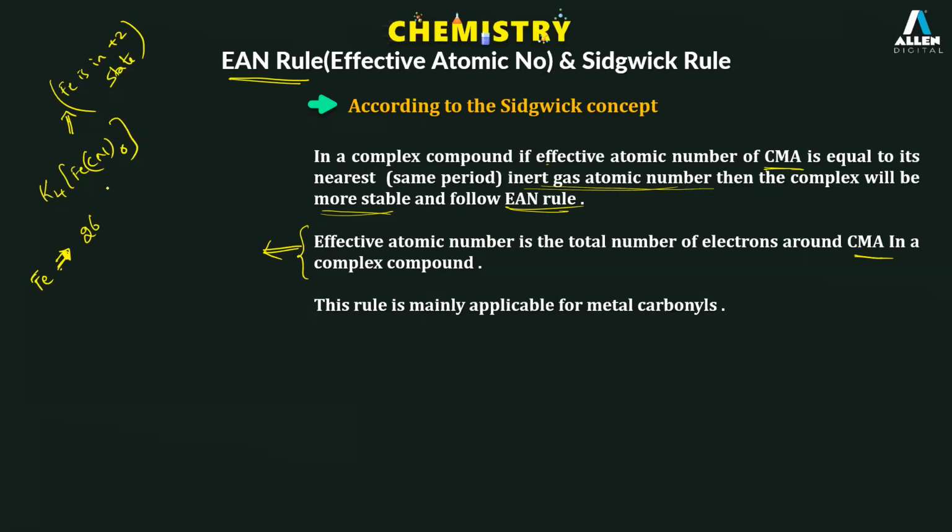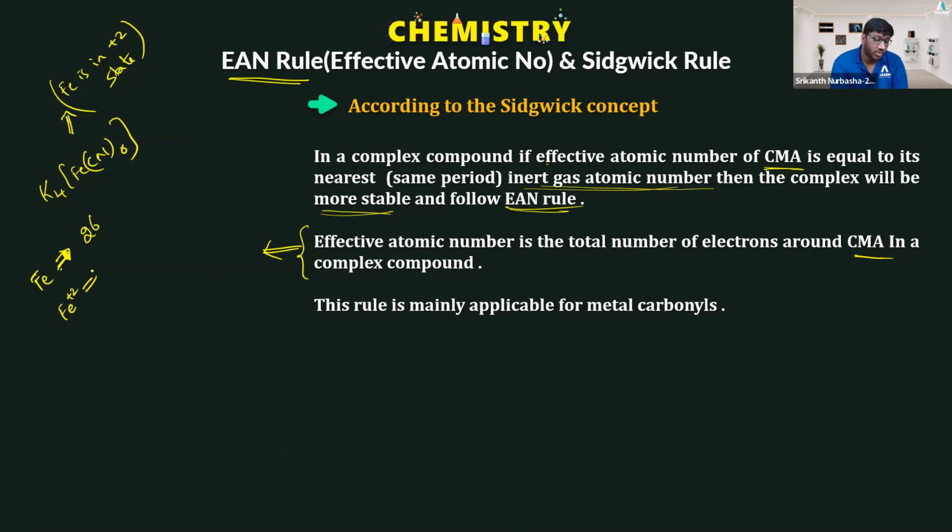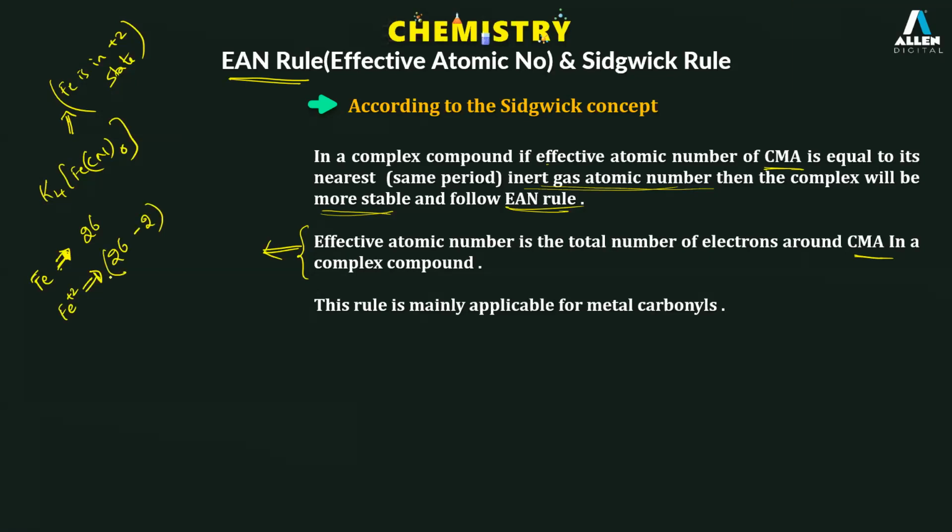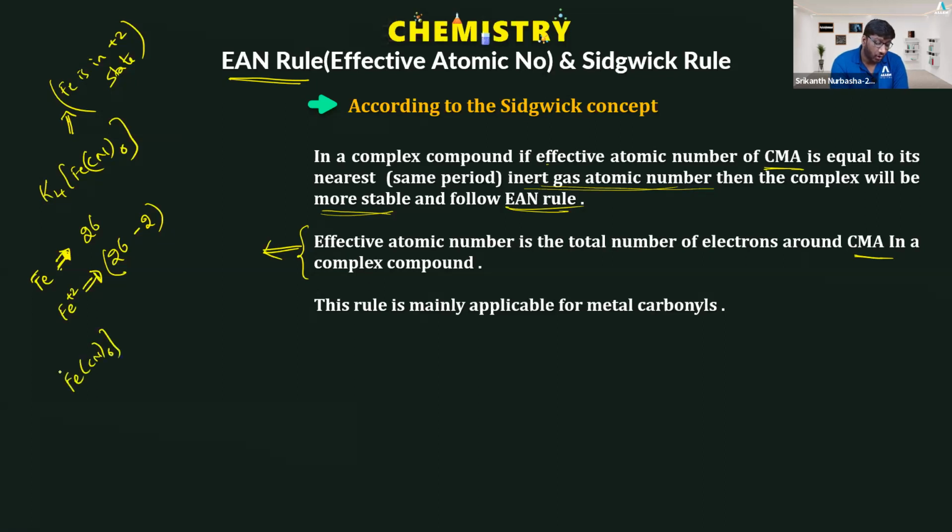26. But iron is in which state? +2 state. So how many electrons should be present around Fe+2 now? 26 minus 2, 24. Now, do we have Fe+2 as a simple ion, or is Fe+2 in the complex ion? Again, it is a complex ion. So if we have just iron, we have 26 electrons. If we have just Fe+2, we have 26 minus 2, 24 electrons. If we have [Fe(CN)6] with charge 4 minus.